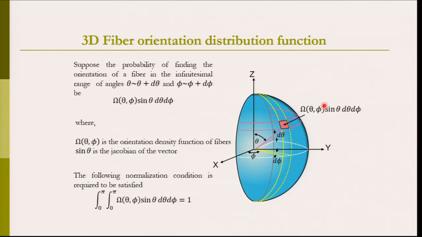As we know, there is a particular property of relative frequency: if you sum all the relative frequencies, it will be unity. So, if you take the integral of omega theta phi sin theta d theta d phi, it will be unity. This is the most important normalization condition that needs to be followed in every fibrous material. Let us see how we can make use of this orientation distribution in the next few slides.